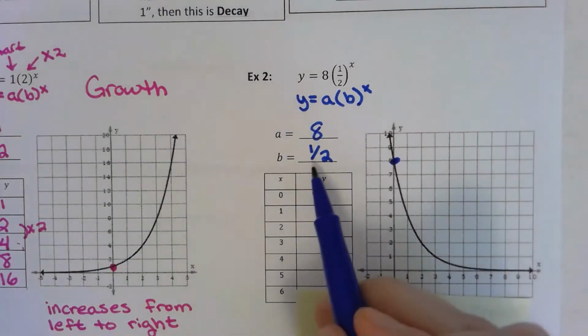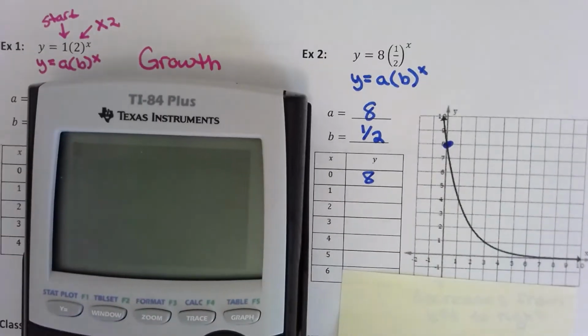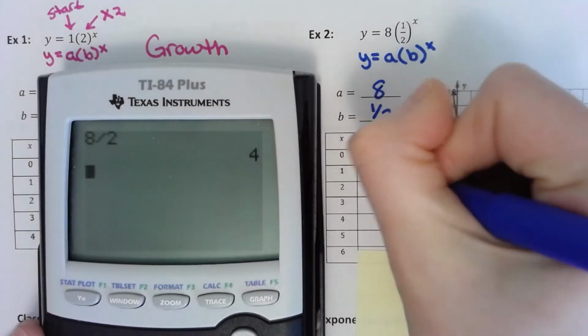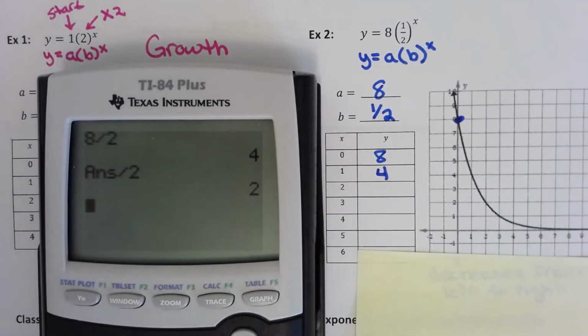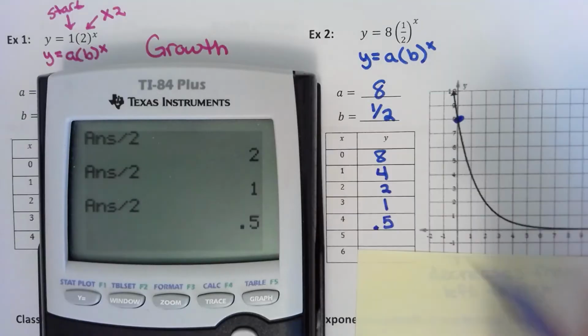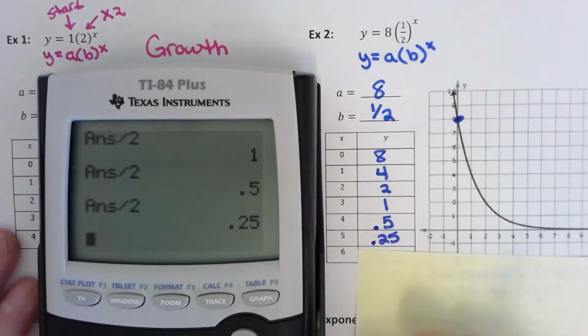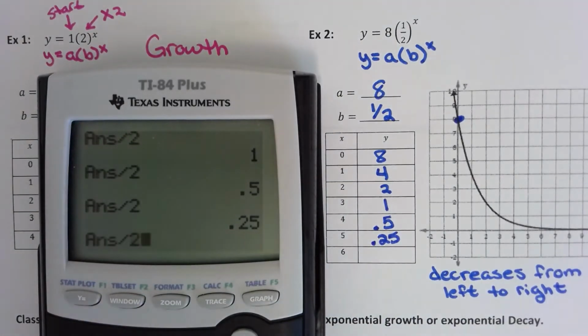What this b value says is that we're taking that 8 and we are cutting it in half. So if I cut it in half, now I've got 4. If I cut it in half again, now I've got 2. Keep going. I've got 1. Keep going. 0.25, and let me move this sticky note right here. Divide by 2 one more time.